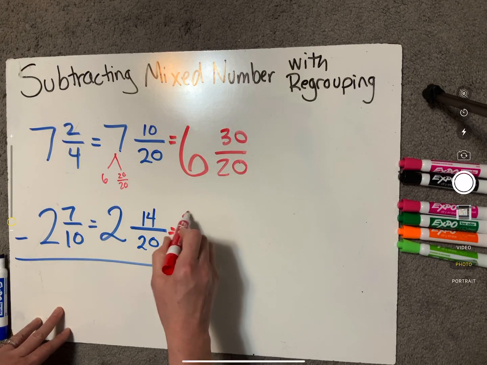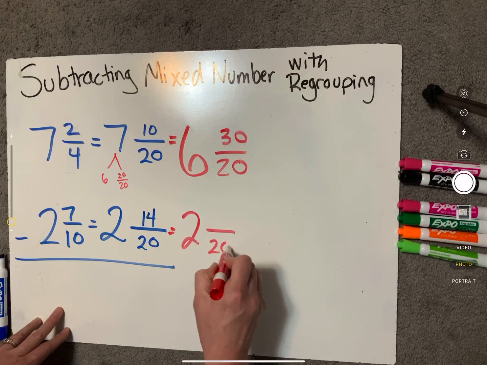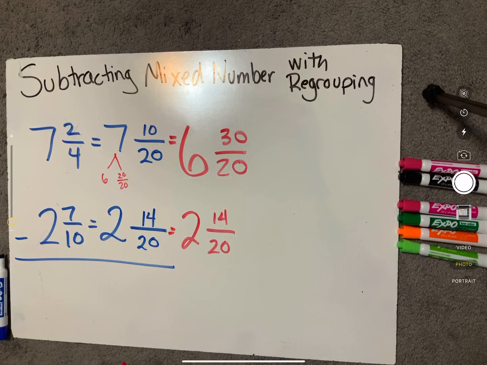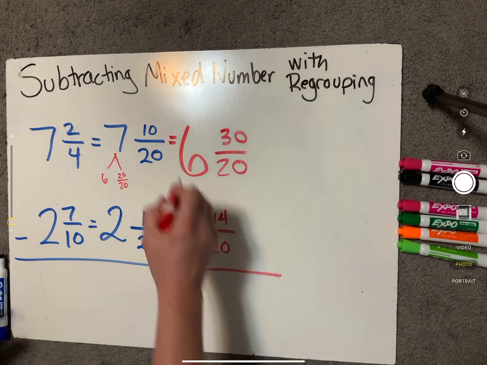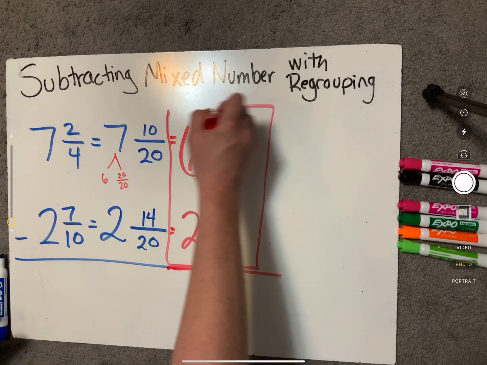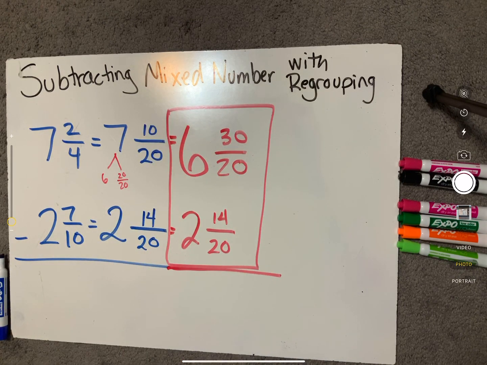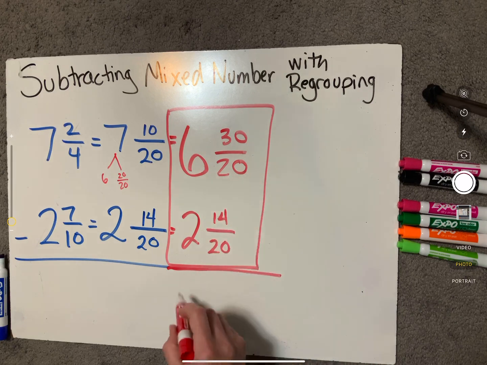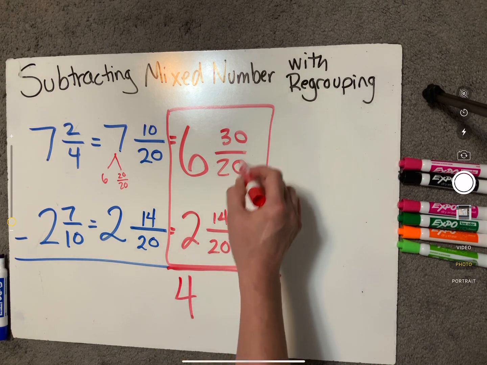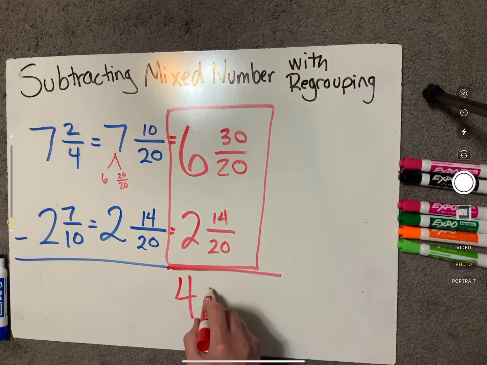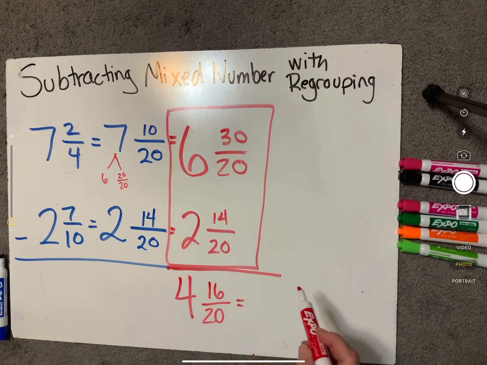30/20. And down here, this remains 2, and then 14/20. Okay, so now we just have to subtract, and remember, this is your number that you're working with. So 6 minus 2 is 4. 30 minus 14 would be 16 over 20. We can reduce that. 4 is our whole number.